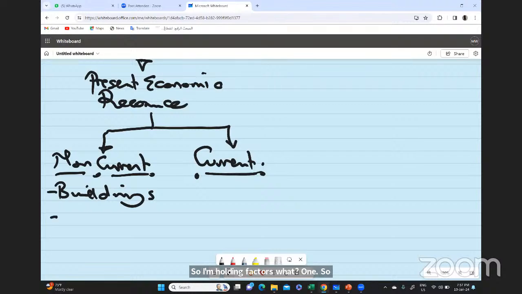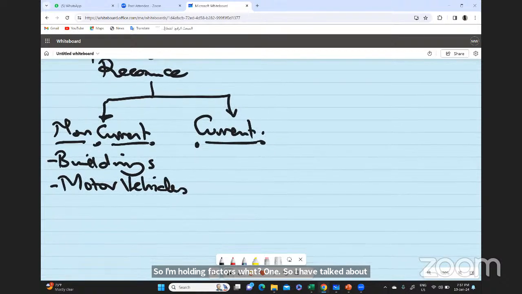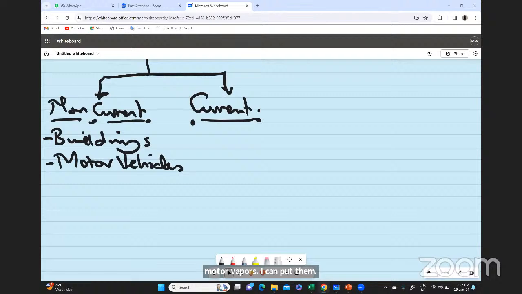So I have talked about motor vehicles. I can put them here. Other examples, just to make life easier for other people: furniture and fittings.